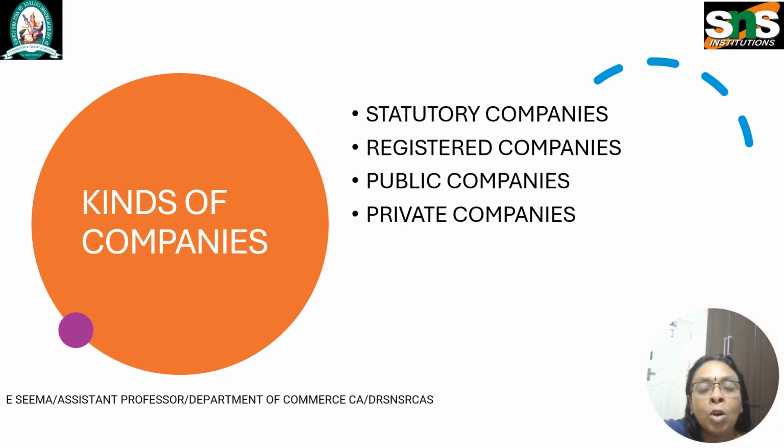Statutory companies may be called as companies which are formed under the statute of Royal King or Queen of England. That is known as statutory companies. Registered companies means companies which are registered under the Companies Act 2013, that is known as registered companies.